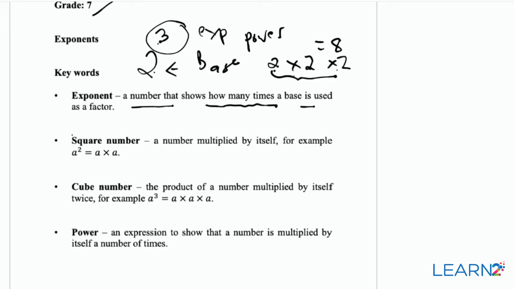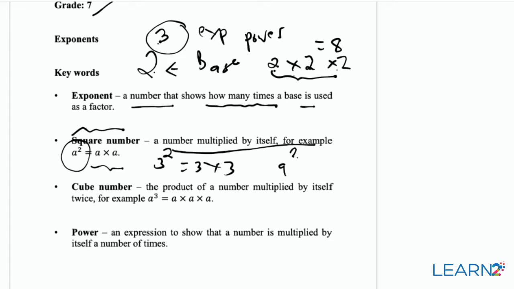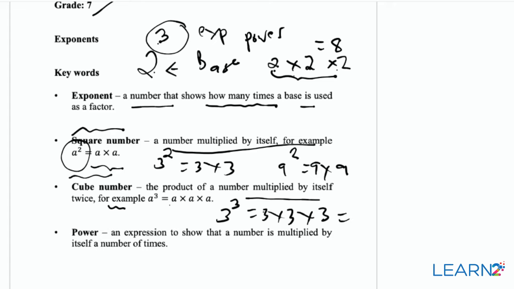What do we mean by a square number? Well, any number multiplied by itself. So a squared means a times a, or 3 squared would mean 3 times 3, or 9 squared would be 9 times 9. What do we mean by a cube number? Well, this is the product of a number multiplied by itself 3 times. So a cubed is a times a times a, or 3 cubed would mean 3 times 3 times 3. And 3 threes are 9, and 9 threes are 27.